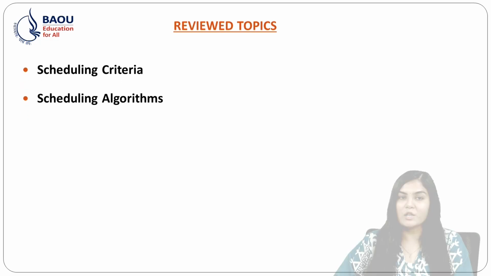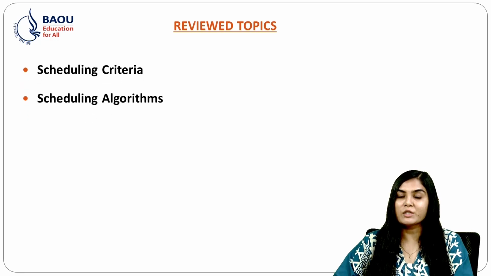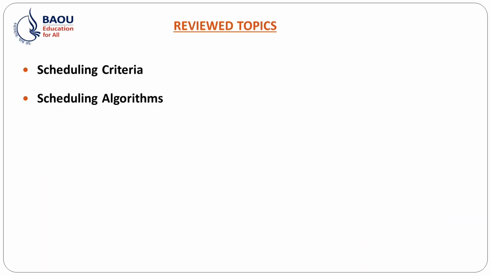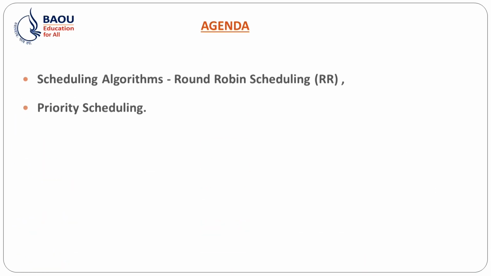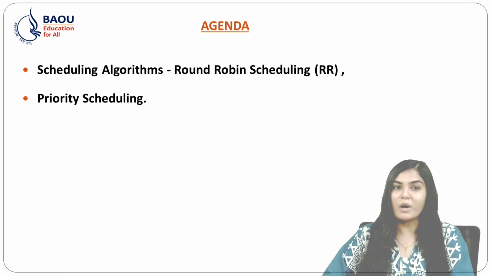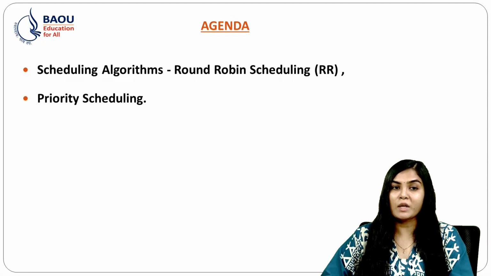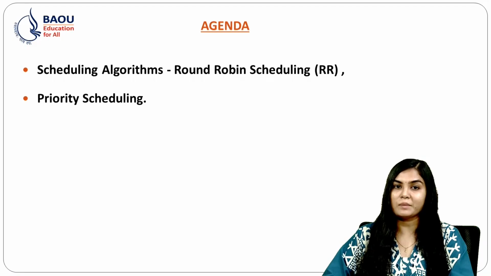In the last session, we learned about scheduling criteria and different scheduling algorithms. So, in today's session, our agenda will be to learn about the round-robin scheduling algorithm and another algorithm, the priority scheduling algorithm.